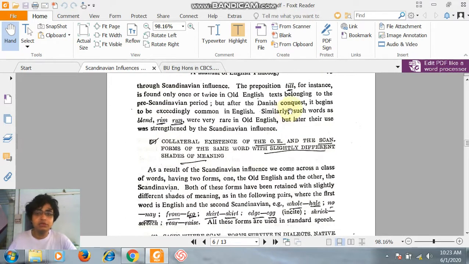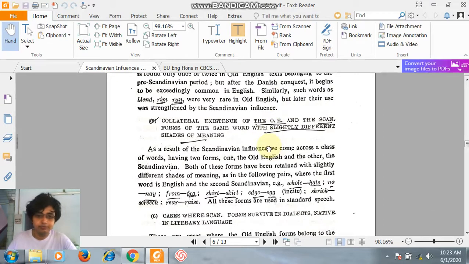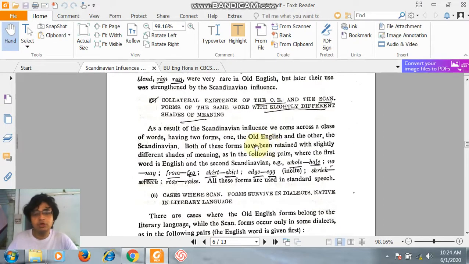These words, the preposition till, for instance, is found only once or twice in the Old English, but right now it has been used. It's a Scandinavian influence, of course. Words like blend, ream, run, they were very rare in the Old English, but later their use was strengthened by the Scandinavian influence. And also, there is collateral existence of the Old English and the Scandinavian forms of the same word with some slightly different shades of meaning.